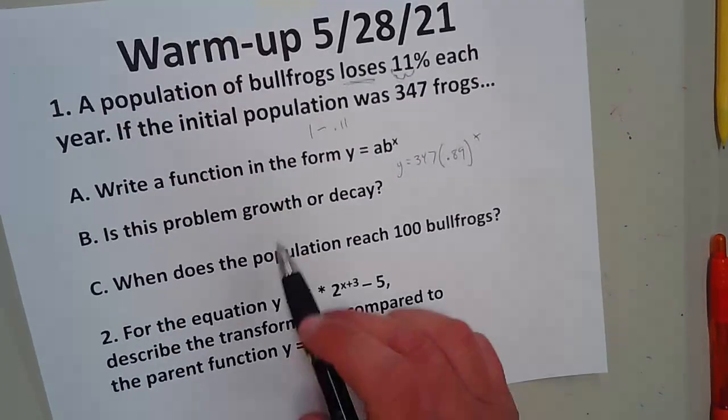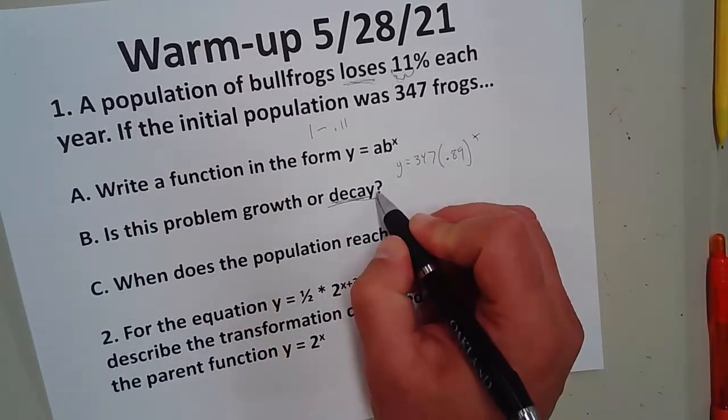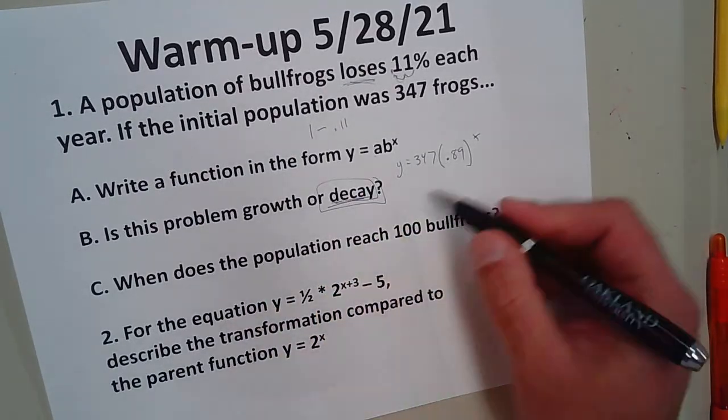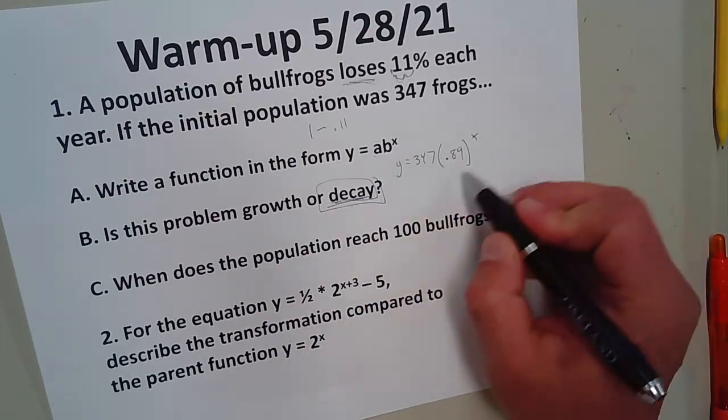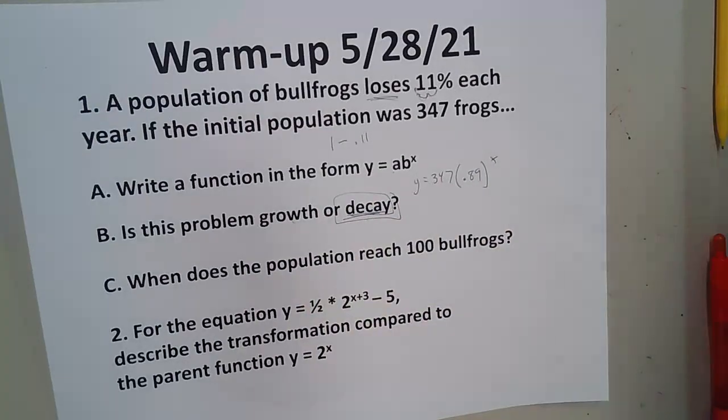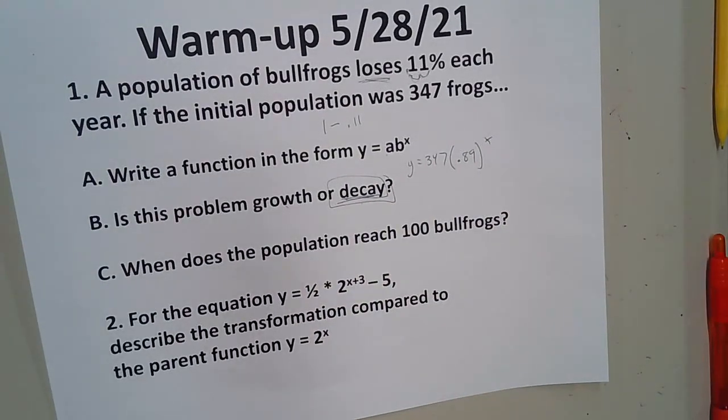Which perfectly answers the next question. They're losing population. This is very obviously decay. You also would know that if you just looked at the equation. Anytime this number is below 1, it's decay. Anytime this number is above 1, it's growth. So it's very simple to identify growth or decay from the equation.